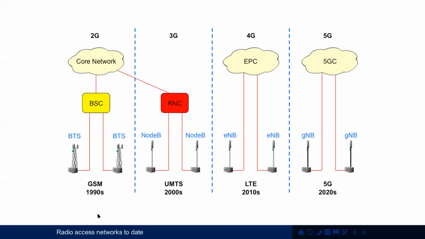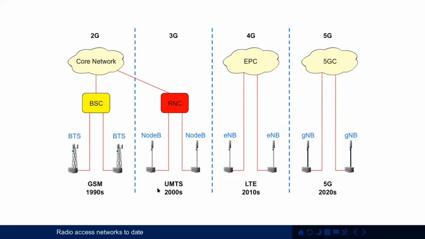Now, the radio access networks to date, just to introduce yet more abbreviations. We go back to the early 90s with GSM. The BSS, now often called the RAN, would consist of a base station controller and attached to it a large number of base transceiver stations. And the BSC will then connect back to the core network, and it's the job of the BSC to control all of the radio functionality within the radio access network.